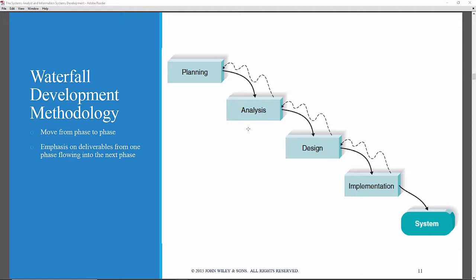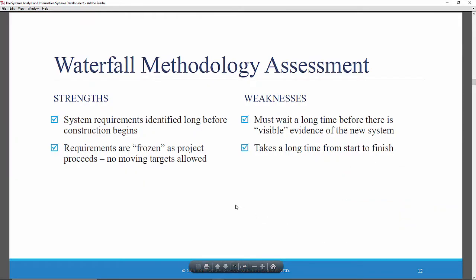A disadvantage of this approach is that the design must be completely specified before any programming begins. Also, these projects tend to be quite long, and testing often does not occur until you get into the implementation phase, and testing is sometimes regarded as an afterthought. So this slide summarizes the advantages and disadvantages.